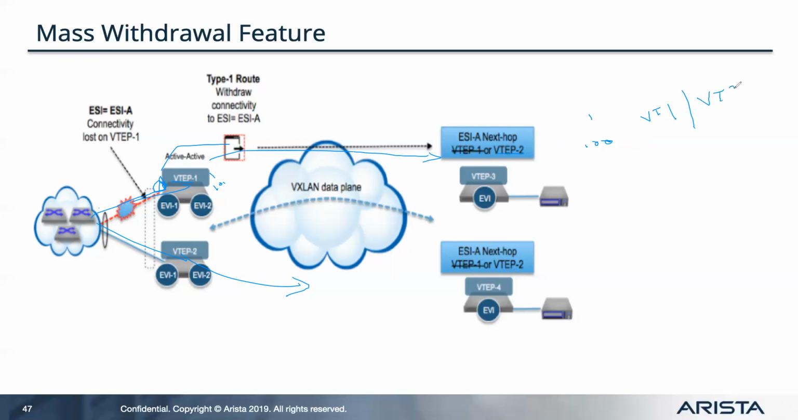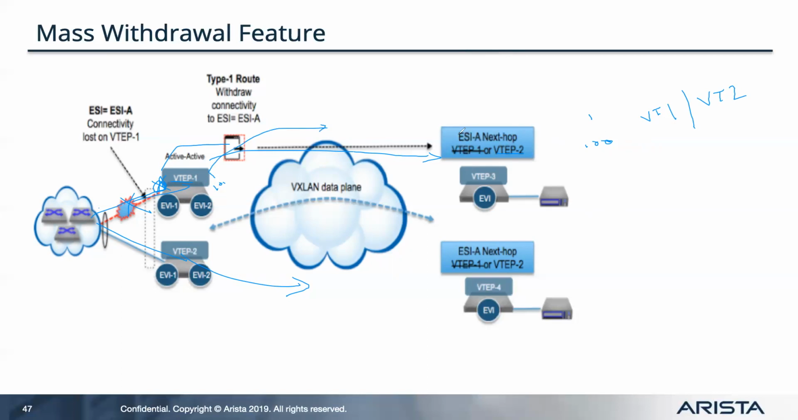So that's fine, right? Everything is perfect. Now this link goes down. Now your MAC flushes out here, right? You send a MAC withdraw route saying, hey, withdraw all the routes, I am not reachable.